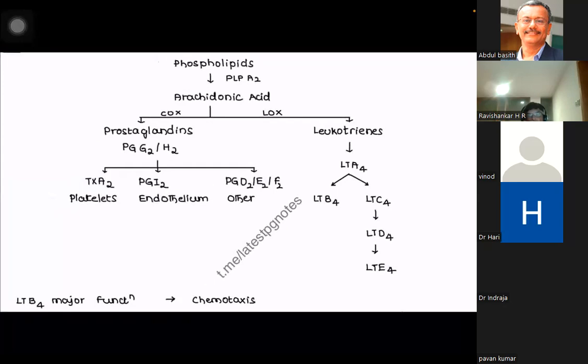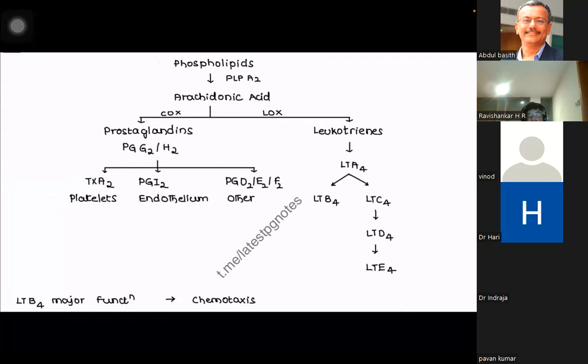Prostaglandins are formed from phospholipids which are present in the cell membrane. These are acted upon by phospholipase A2, and converted into arachidonic acid. By the action of COX enzyme, these prostaglandins are formed.